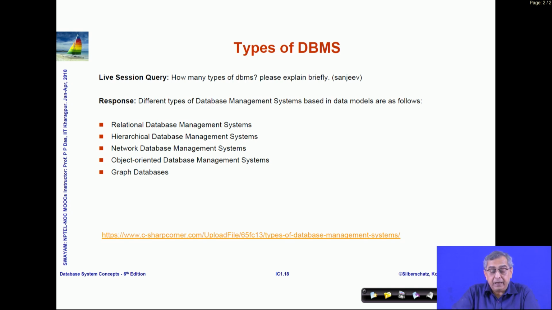I did not really understand, Sanjeev, what you mean by how many types of DBMS. Did you mean how many different commercial DBMS systems, or what are the different models?